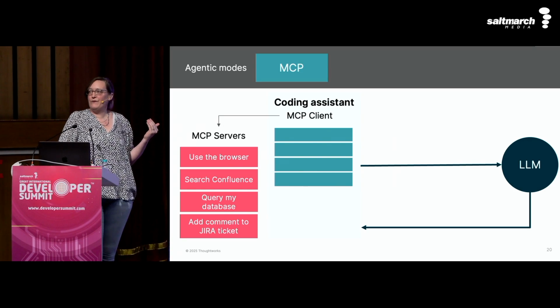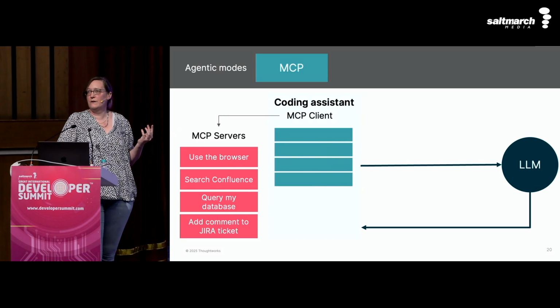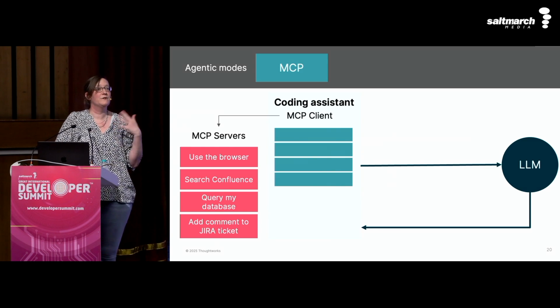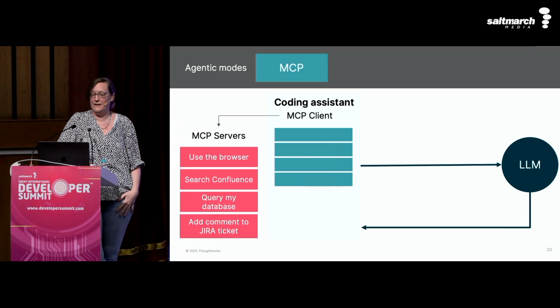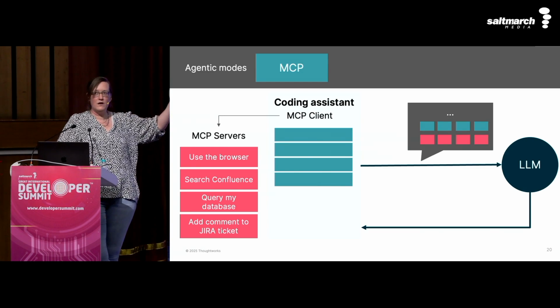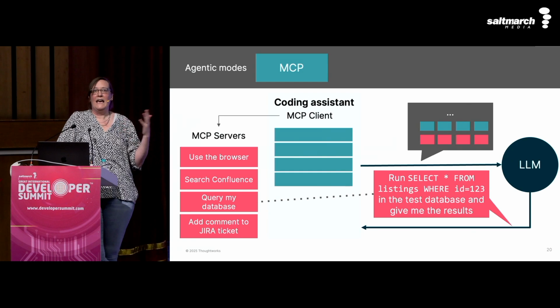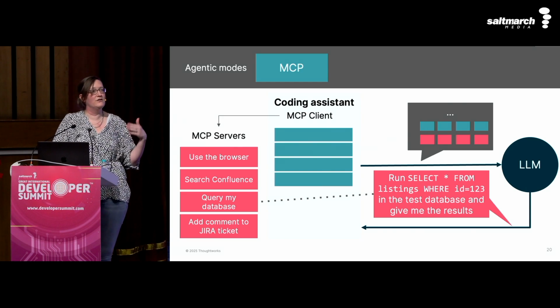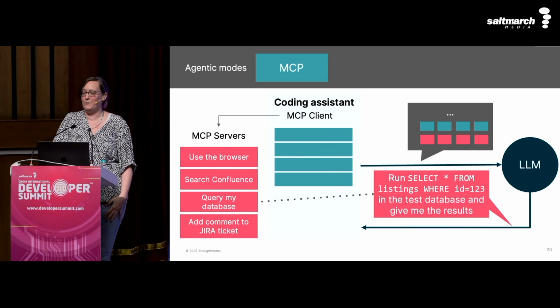And so I can get extra functionality that I can pass to the model, right? Like use the browser or search Confluence, query my test database, add a comment to a Jira ticket, right? With my authentication and all of that. And so then these tools also get passed to the large language model, and it can then go back and say, let's say in the debugging process, okay, run this SQL query in the test database and give me the results. So I can then continue with that information when I do my debugging.